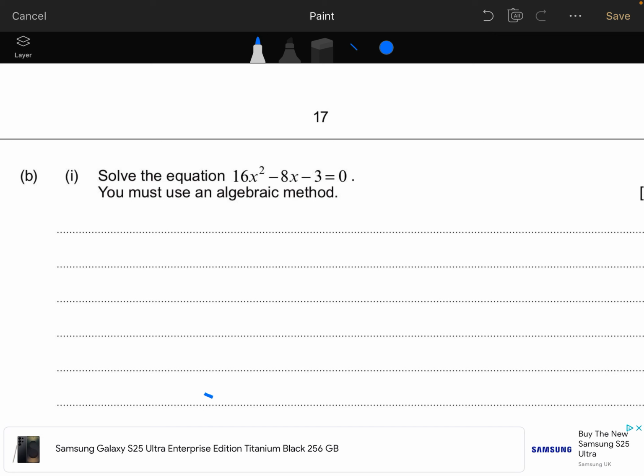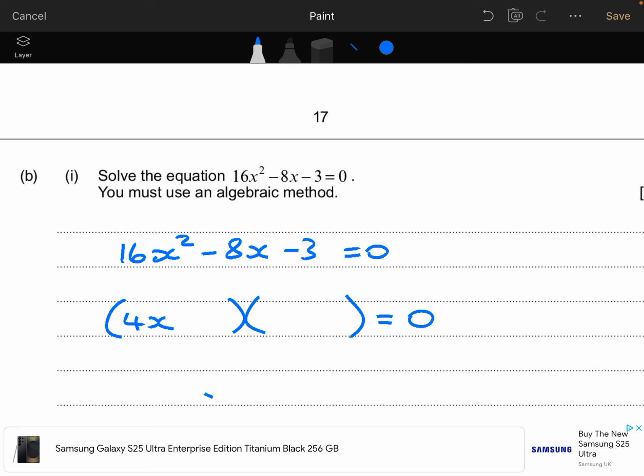So I've got 16x squared minus 8x minus 3 equals 0. And I'm going to try and put these into 2 brackets and make it equal to 0. Now, there are several ways that we could start this. We could have a 4x here and a 4x here. That will give 16x. We could have a 2x here and an 8x, or we could have a 1x and a 16x.